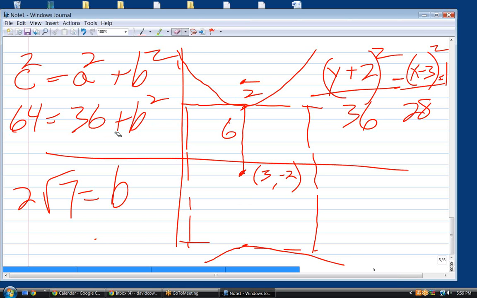In other words, they'll give you the c. It's rare that they give you a, b, h, and k. There's no calculations that are needed if they give you all of those.